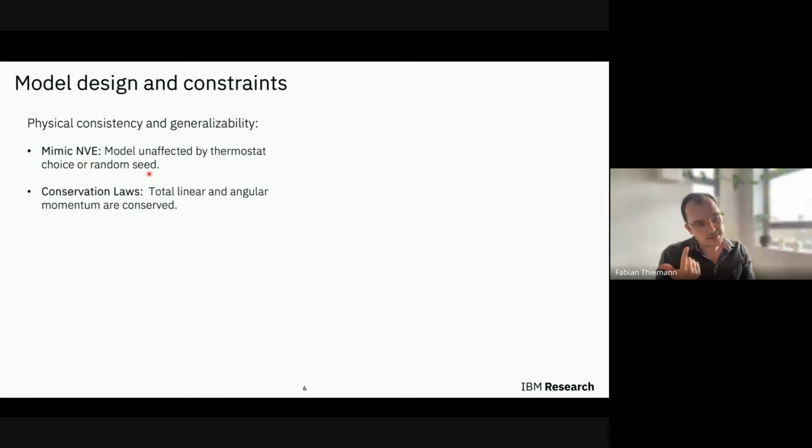The other thing is, in the NVE ensemble, you have certain conservation laws you can incorporate directly, and you can constrain the output of your model so that, for example, the total linear and angular momentum are conserved.